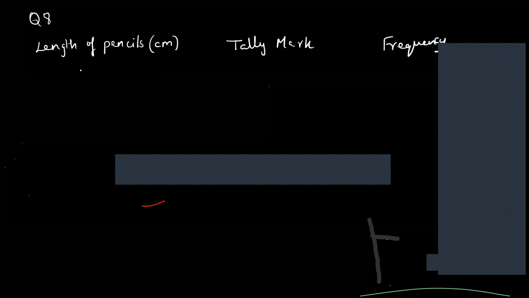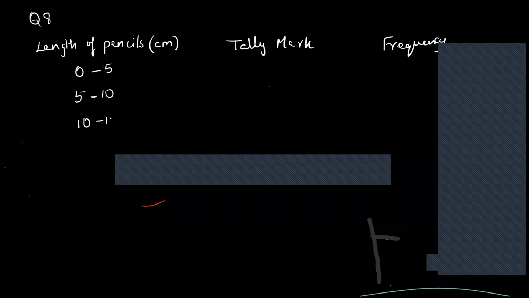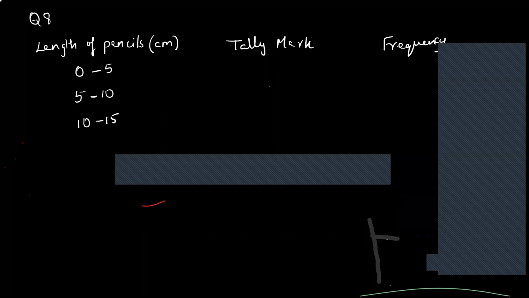What is the first group they gave? 0 to 5. After that? They have given more, haven't they? 5 to 10. Then? 10 to 15. Then? 15 to 20. Achha. If you don't understand how far to go, look at the highest value. What is the highest value in your data? Sir, 16. 16. Okay. We will have to go one more group. So let's go from 15 till 20.